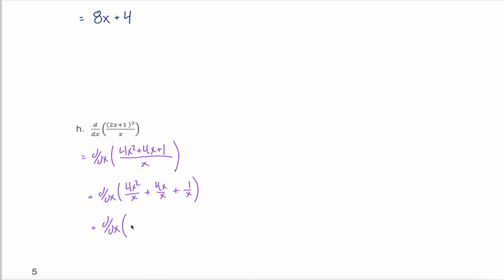4x squared over x is the same as just 4x. I can cancel this x with one of these x's. 4x over x is just 4. Cancel this x and this x. What about 1 over x? There's nothing that I can cancel, but it's not in a good form to take the derivative of. Oh, I know what I can do. I can think about this as 1 over x to the first power, which I can rewrite as x to the negative first power.